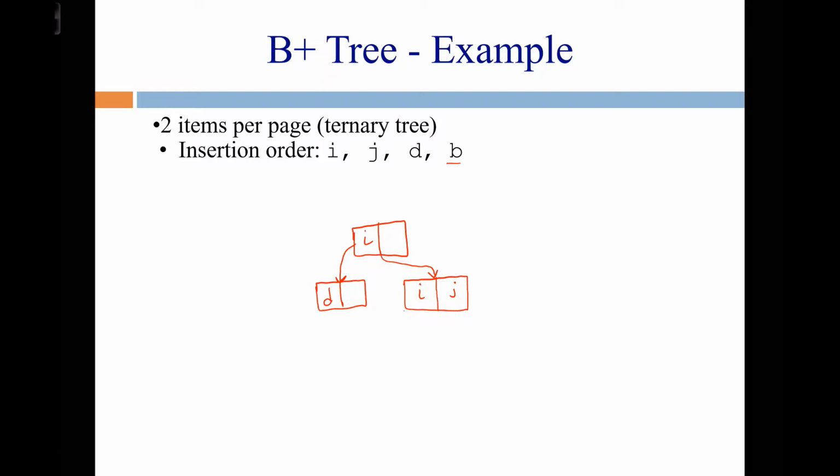So what we do is we start at the root node and traverse downward in order to figure out where we want the B to go. So B is less than I, so we would go to the left and decide that we want it to be somewhere in this node. The nodes have to remain ordered though, so we need to swap the D over, and then we can put the B there. And there we go. Now we have a B plus tree containing I, J, D, and B.